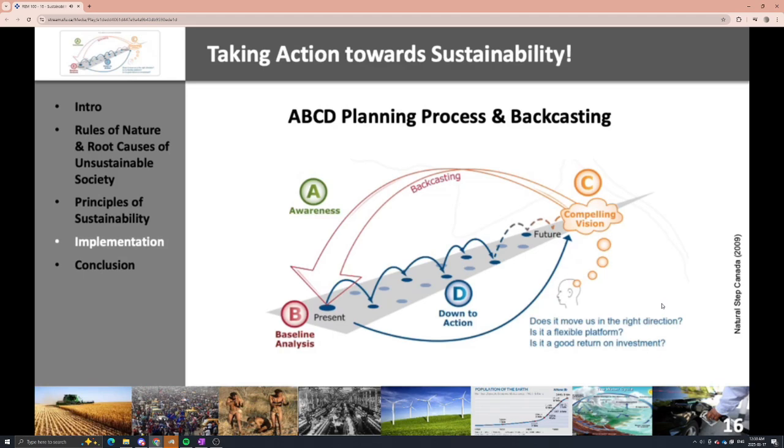Now, just letting you loose with these guidelines and principles might not necessarily set you up for success. So to give you a little bit more guidance, the team of Karl-Henrik Robèrt has come up with the ABCD planning process that can help make meaningful progress towards sustainability.